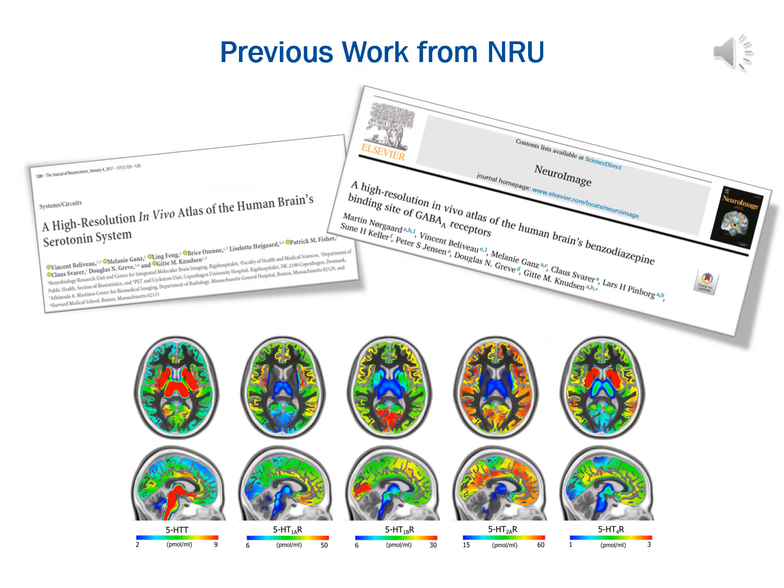To create the new atlas of SV2A density, we used a surface and volume-based processing of the PET data, which was previously developed in collaboration with Doug Greve from the FreeSurfer group and used to create atlases of the serotonin receptors and the serotonin transporter, as well as the GABA-A receptor.